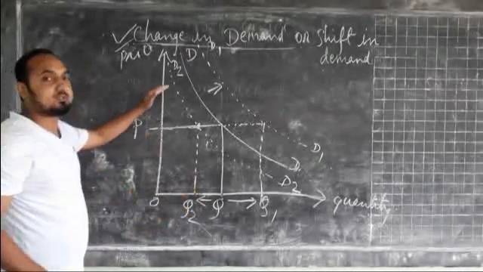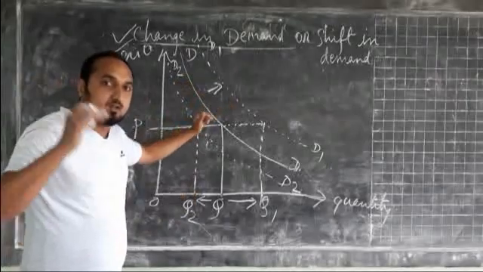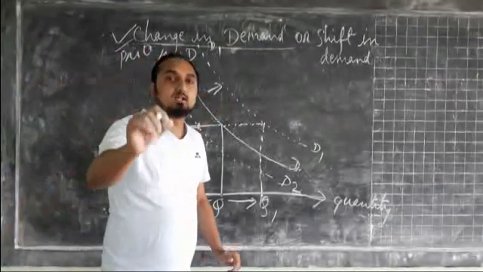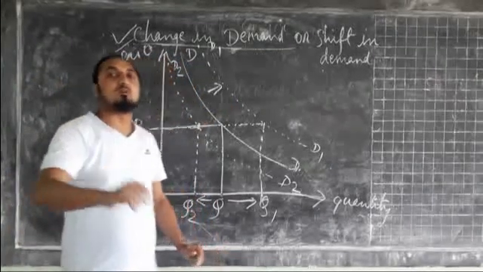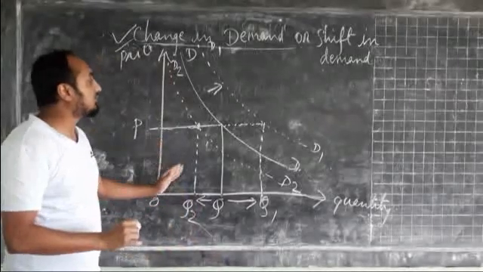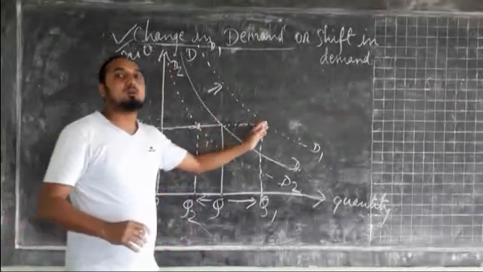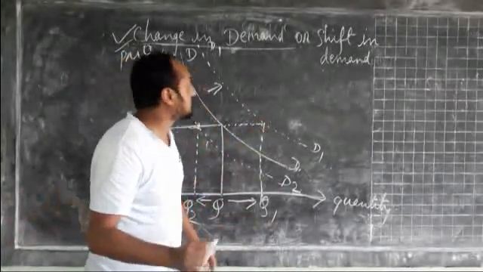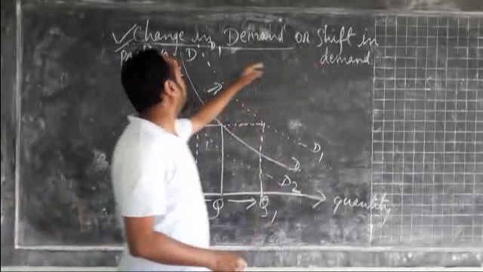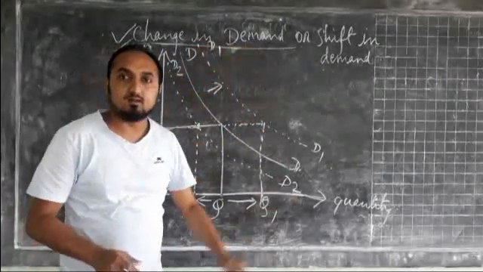Here the price is not changing. It is due to income of the consumer, either increase in income or decrease in income, leading to rightward or leftward shift of the demand curve. So that is the case of shift in demand or change in demand.